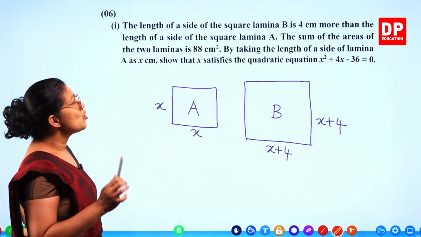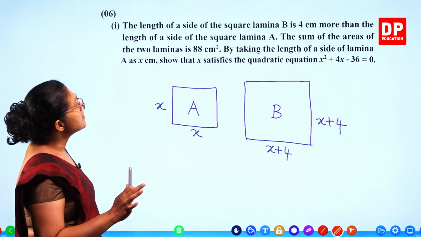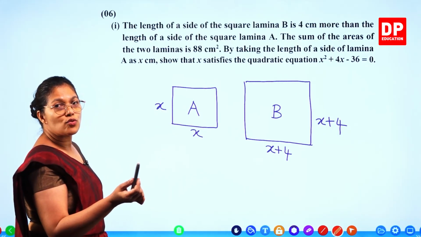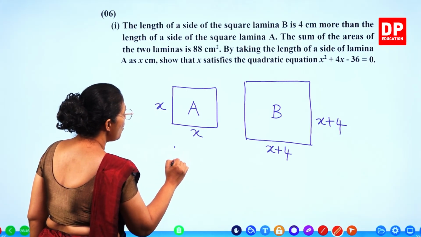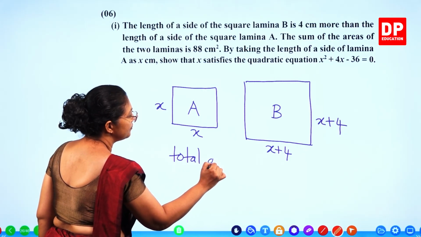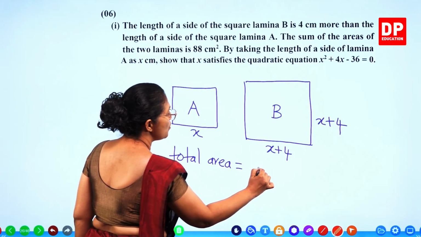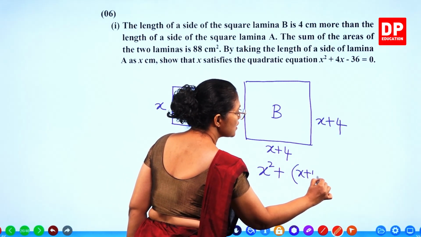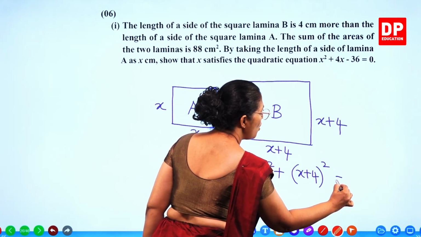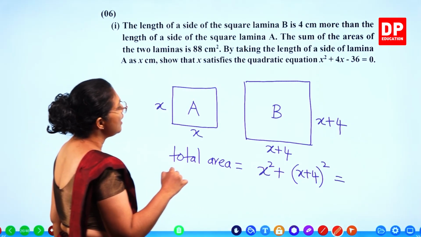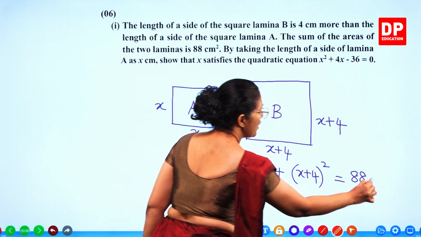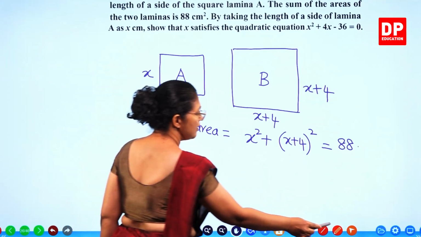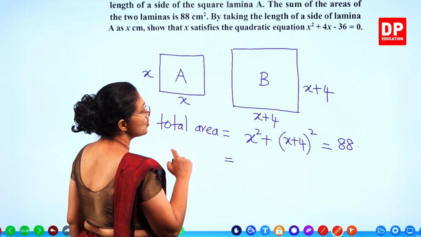So how do you write the total area, the sum of areas? Area of A is length into width, x squared. So total area I can write x into x, x squared. Then this one, x plus 4 into x plus 4, x plus 4 squared. The total area is equal to 88. So you can write this equation and by simplifying you can get the equation. Let's do that.